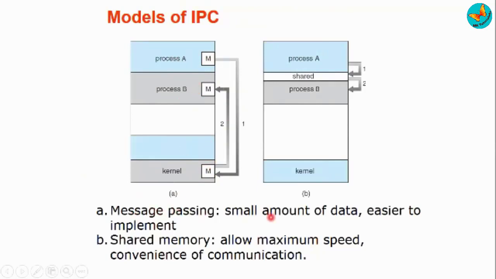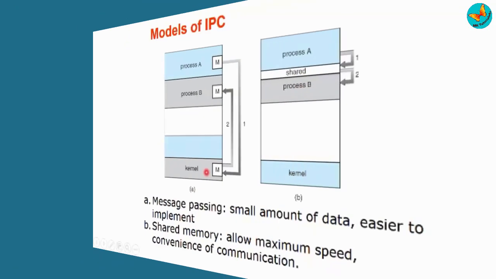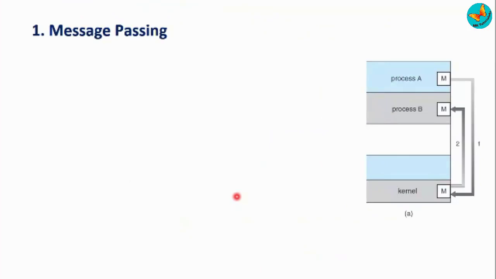And what about shared memory? In between these two processes, you can clearly see there is shared memory among them. So here the kernel is not directly involved. Now today we are going to see how this message passing IPC model works and how this shared memory IPC model works. Let us see the first model, that is message passing.